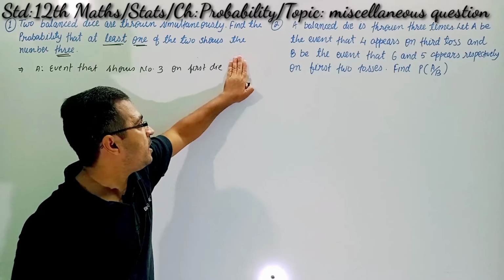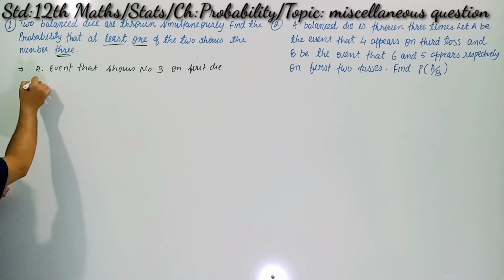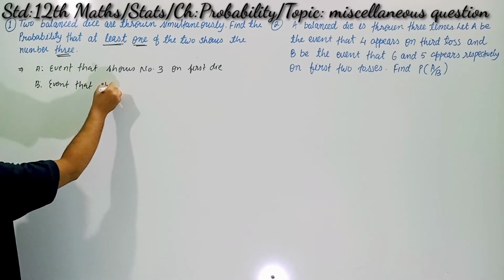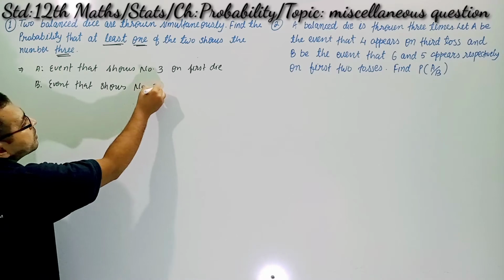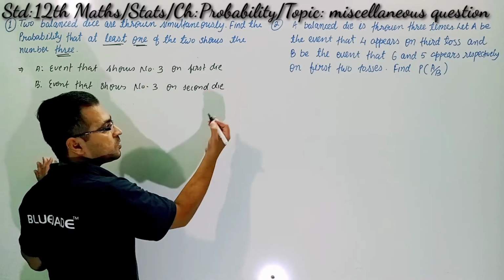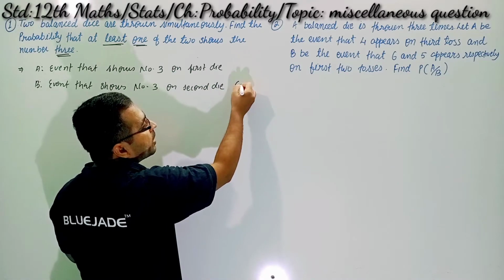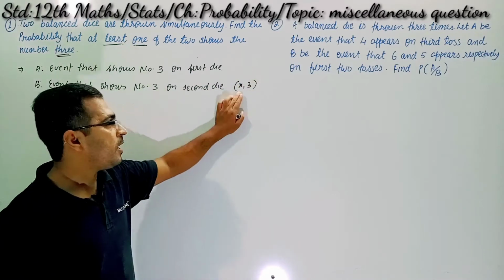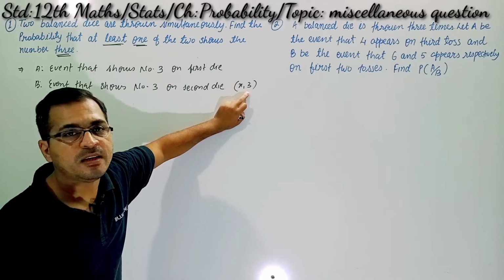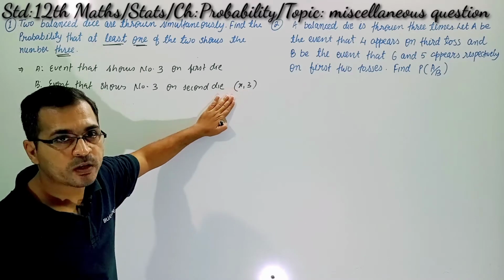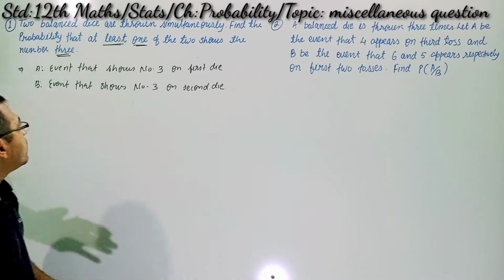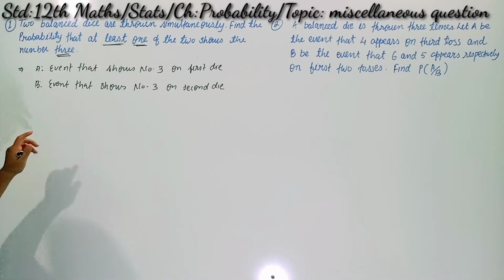Right students? Similarly, B is the event that shows number 3 on the second die. So it will be formed like x and 3, where x is what? 1 2 3 4 5 6, and on the second die we are getting 3. So this is the format of throwing the second die on which we are getting 3. Right students? So from here you can see that we are getting only 3.